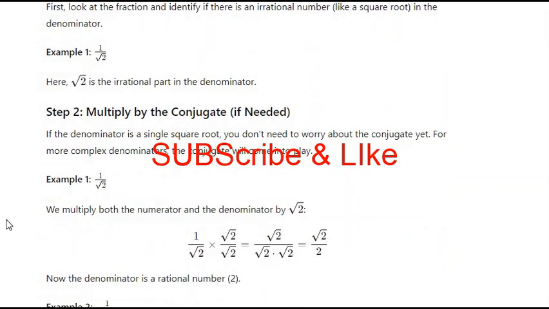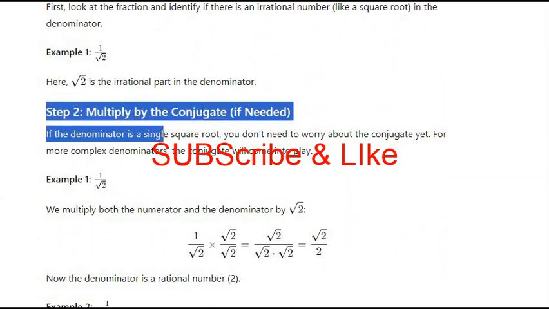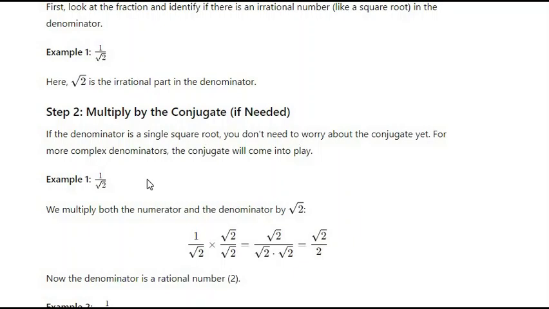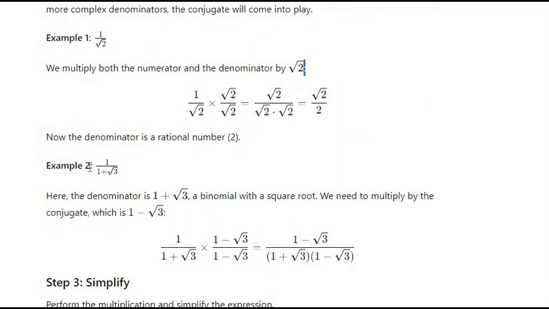Step 2: Multiply by the conjugate if needed. If the denominator is a single square root, you don't need to worry about the conjugate yet. For more complex denominators, the conjugate will come into play. Example 1: square root of 2. We multiply both the numerator and the denominator by square root of 2: 1 over square root of 2, times square root of 2 over square root of 2, equals square root of 2 over square root of 2 times square root of 2, which is square root of 2 over 2. Now the denominator is a rational number, 2.